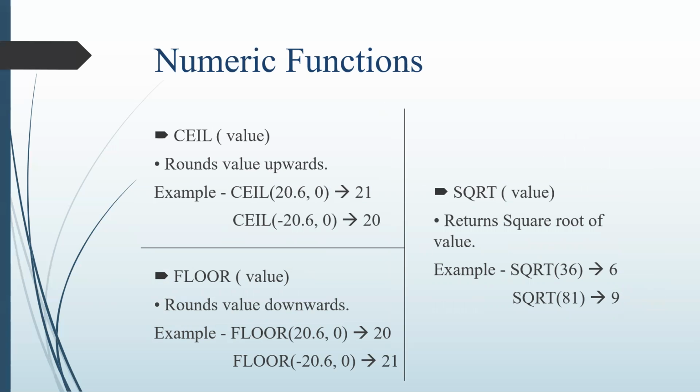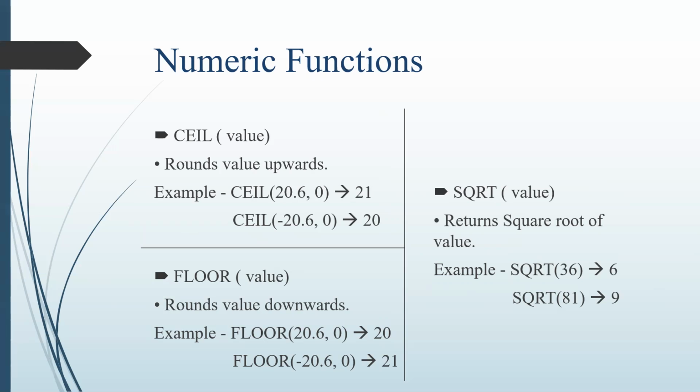Next is ceil, or the ceiling function. It is used to round the numeric value to the next value upwards. You can see we are passing 20.6, so we are getting 21. But when we pass a negative value, it will do the reverse. So it will round it to 20.